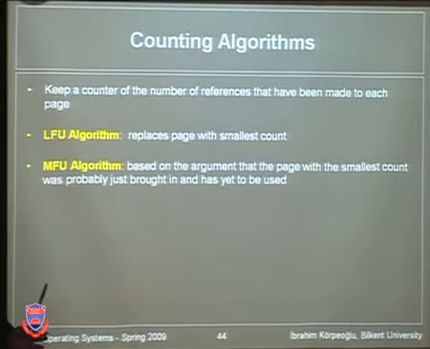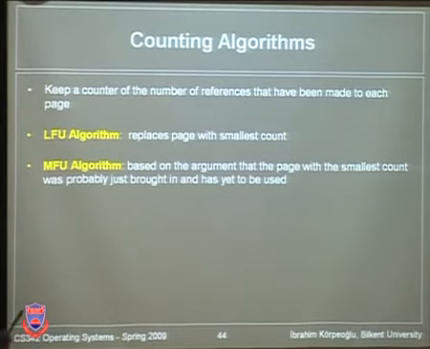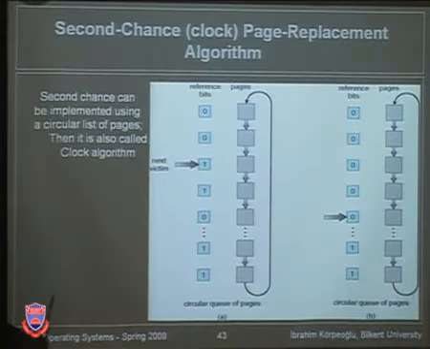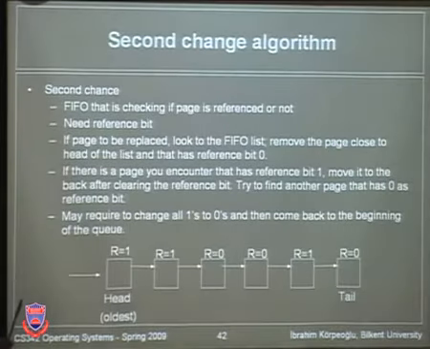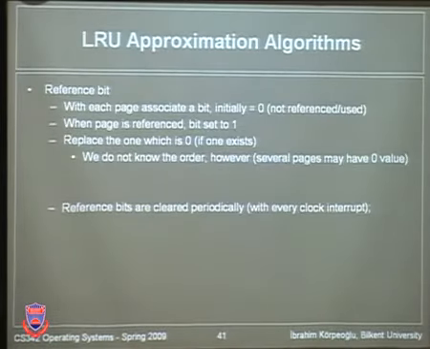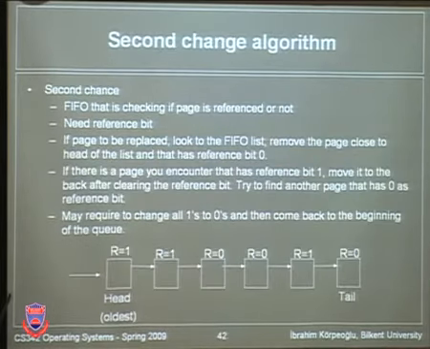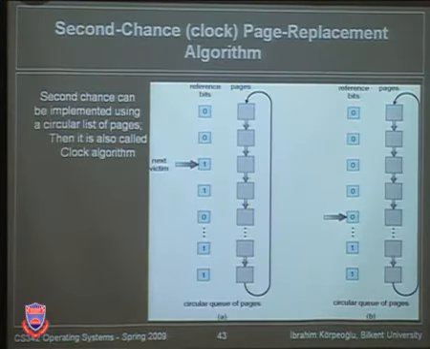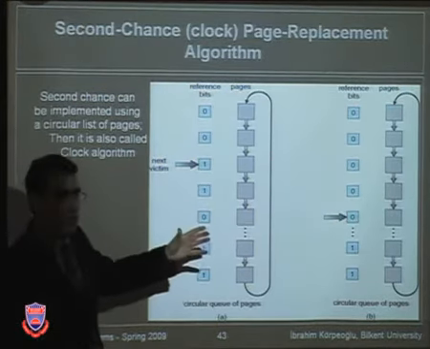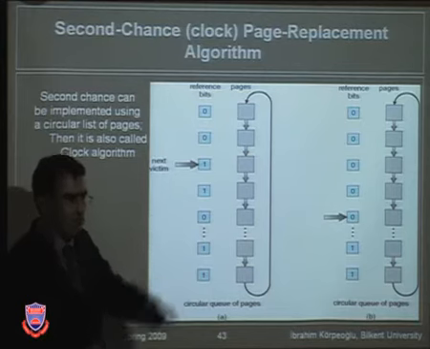So besides those algorithms, we have some other algorithms, counting algorithms. First, let us repeat that the second chance and the LRU approximation with reference bit are actually a combination of LRU idea and FIFO idea. Why FIFO idea? Because we have a linked list of pages or circular list of pages, and any page is added to the tail of the queue.